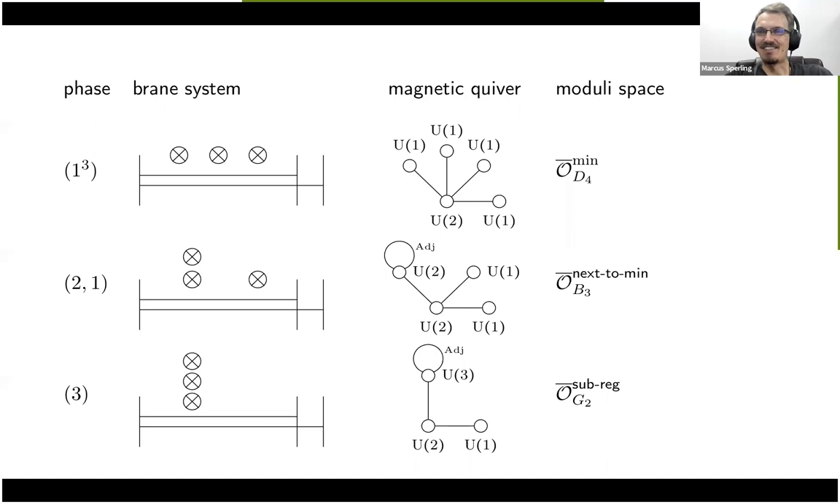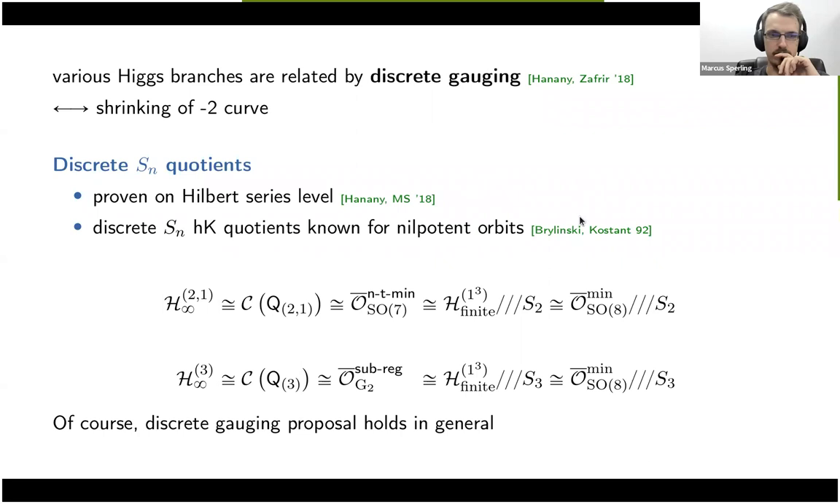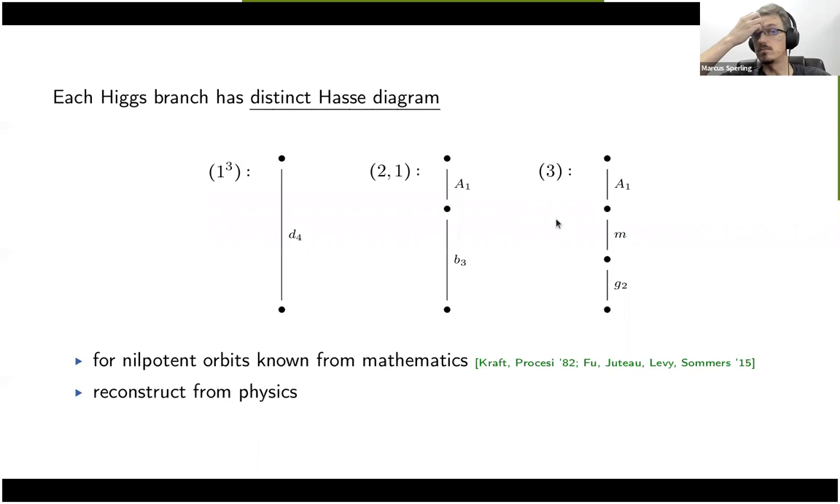Right, so that was, I think, the slide I was on. Now, I haven't talked about Hasse diagrams so far. There's also a thing called a Hasse diagram that comes with a magnetic quiver. For each of these distinct Higgs branches, we have a distinct Hasse diagram, and the Hasse diagram gives you more geometric information about the geometric space you're looking at.